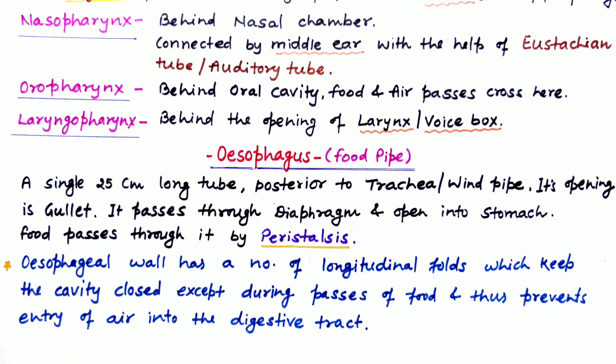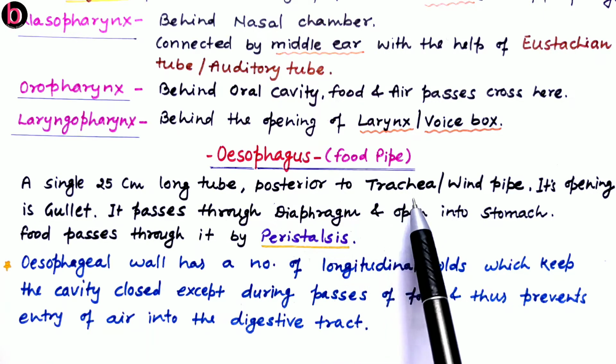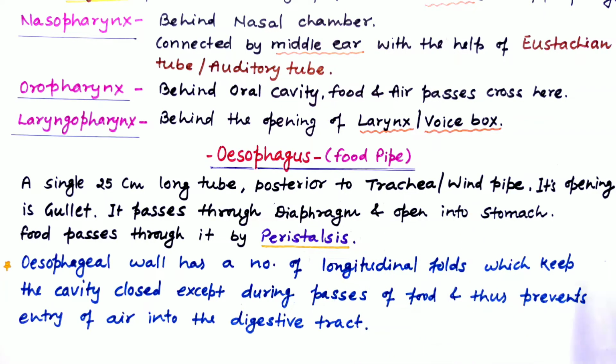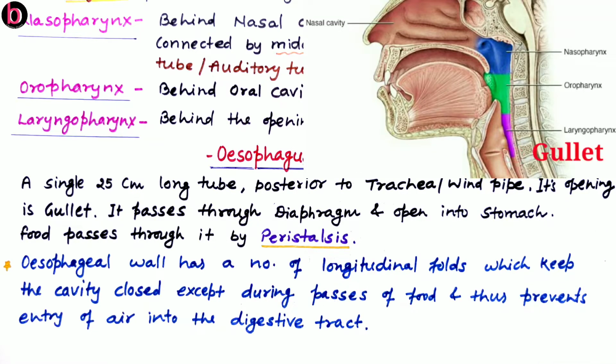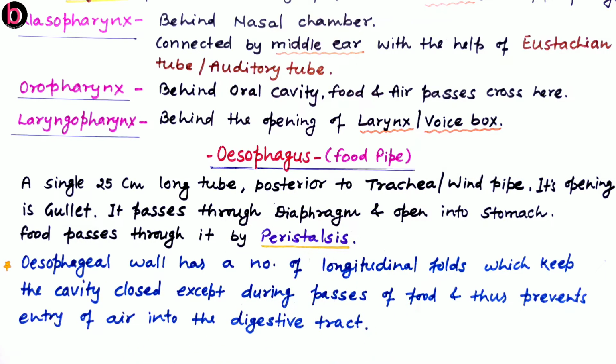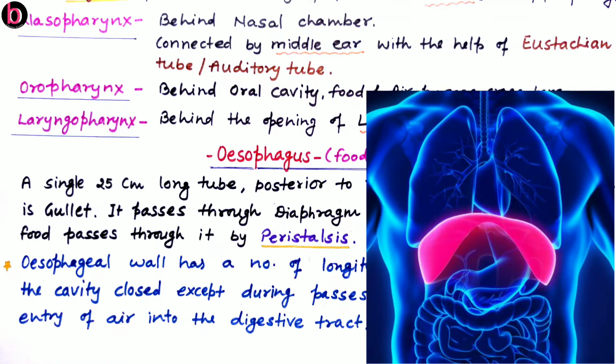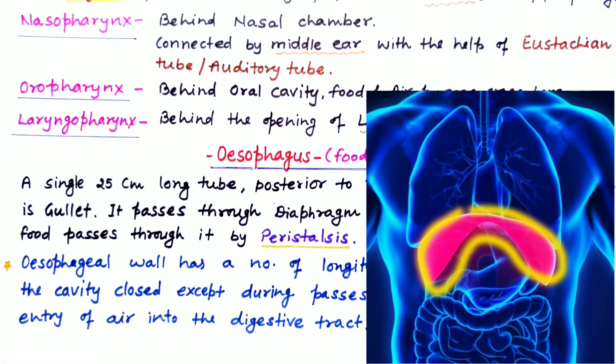The next one is esophagus or food pipe. This is a single 25 cm long tubular structure that is located to the posterior of trachea or windpipe, and the opening of esophagus or food pipe is known as gullet, while esophagus passes through the diaphragm and opens into the stomach. Diaphragm is a muscular flap-like structure which divides the human body into two parts. The region which is upside to the diaphragm is known as thoracic cavity or thoracic chamber, while the lower region is known as abdominal cavity or abdominal chamber.